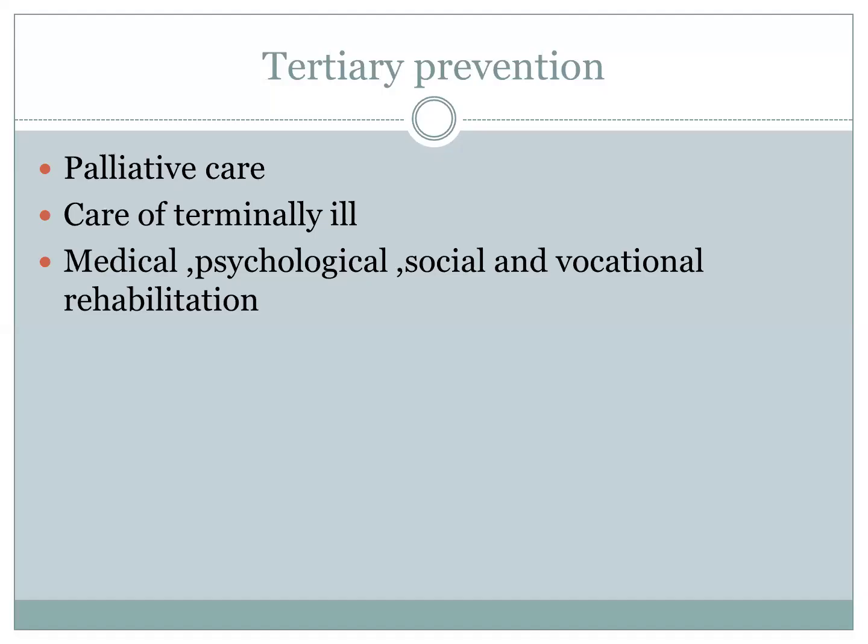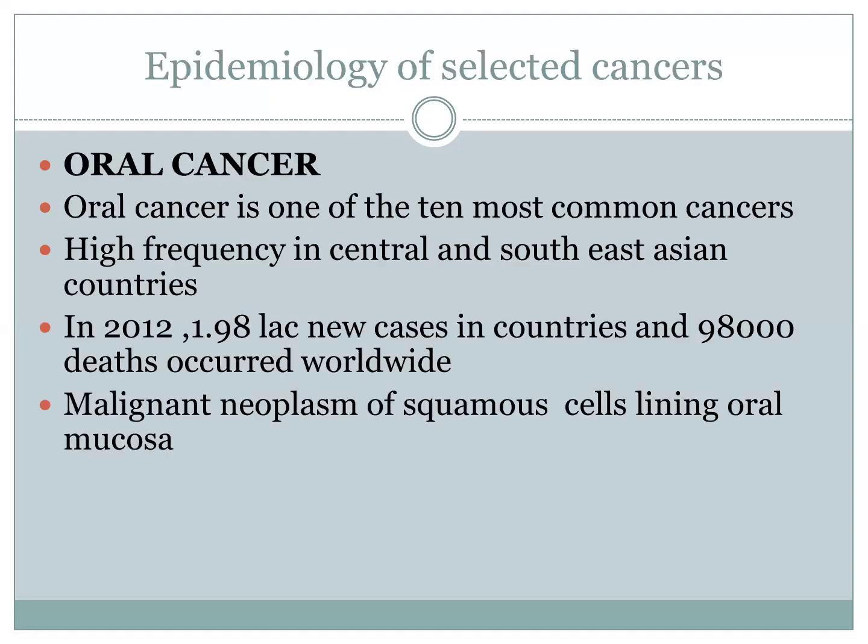Then tertiary prevention. Tertiary prevention is offered in the form of palliative care, in which treatment is offered to reduce the intensity of pain and to ease the suffering. It is offered for terminally ill patients for whom there is no conventional treatment available. It includes medical, psychological, social, and vocational rehabilitation.